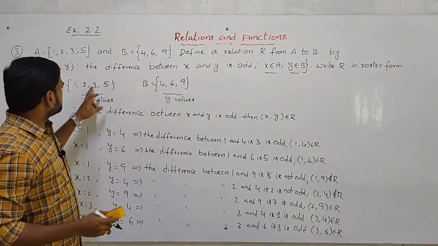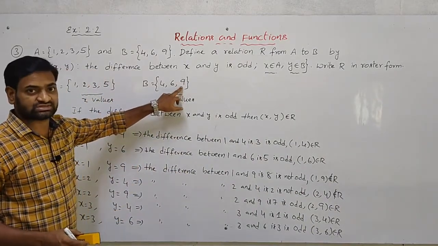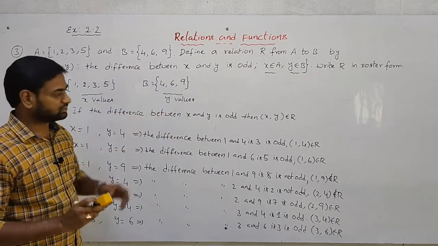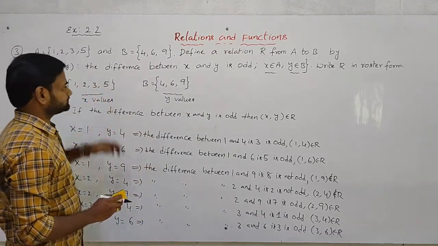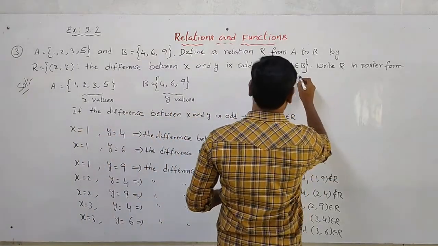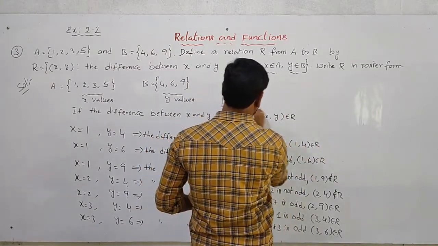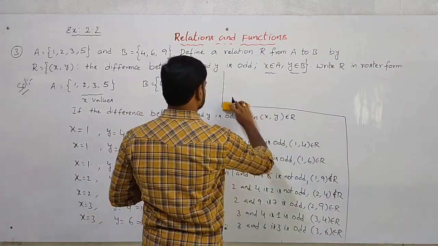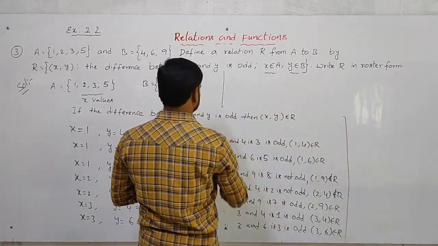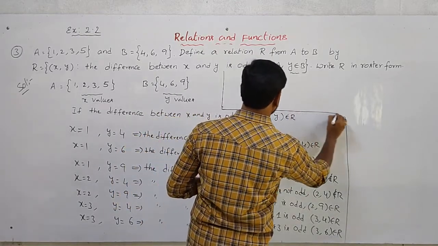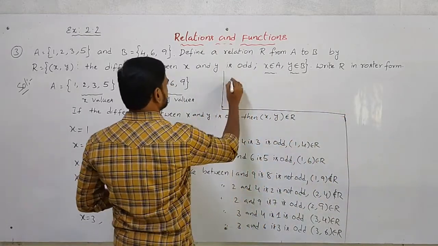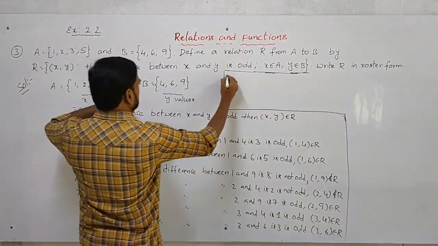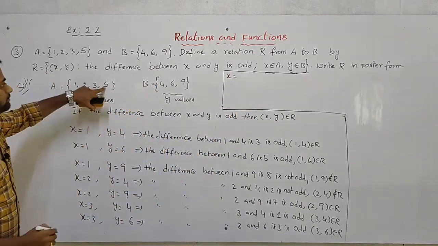Next, (3, 9). The difference is 6. 6 is an even number, not an odd number. Don't take that. Next, 3 is complete, now with 5. X equal to 5, y value 4.